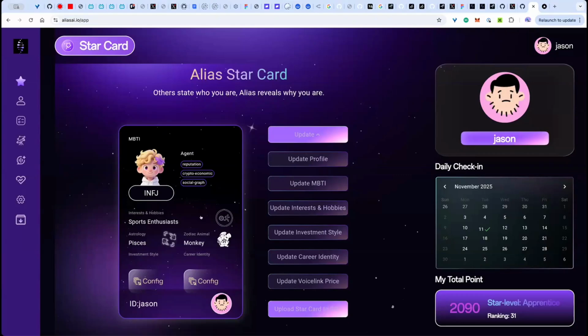We want to make everyone on our platform become an agent. She can register on our platform as an individual, and she can provide her own MCP or A2A service. Currently, the Alias star card is the avatar for the agent. Mostly like that.